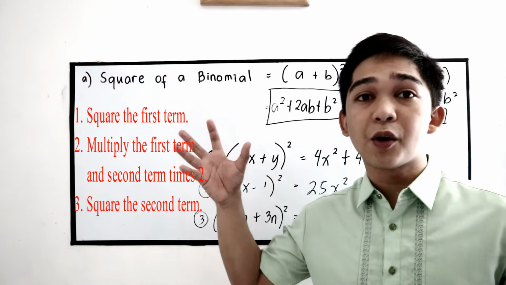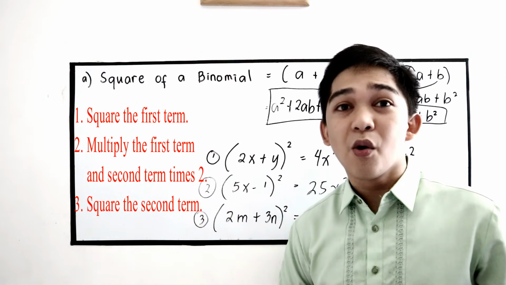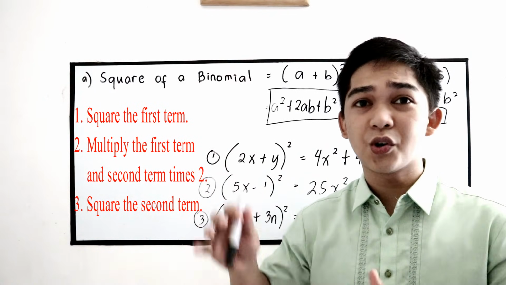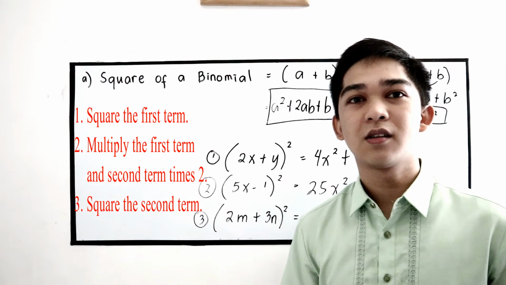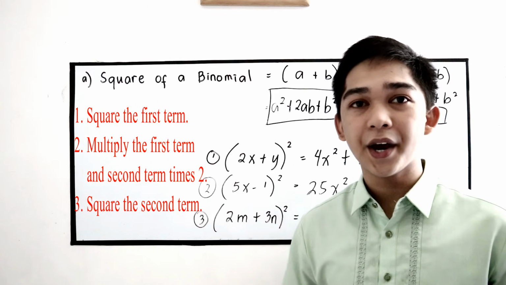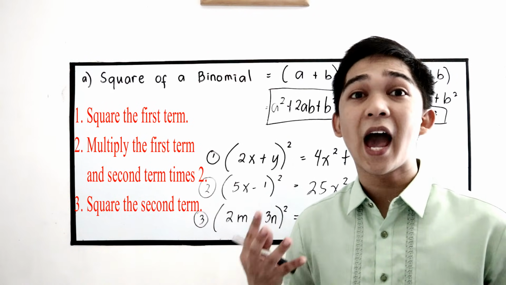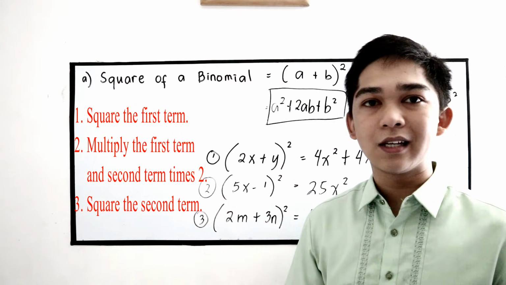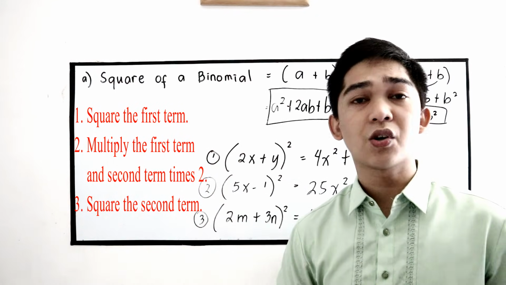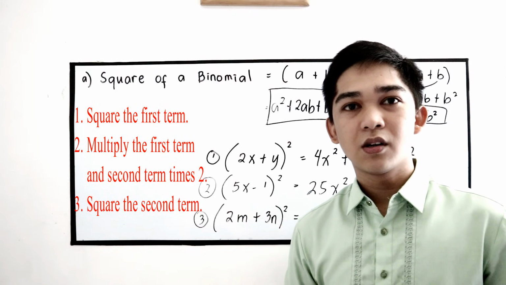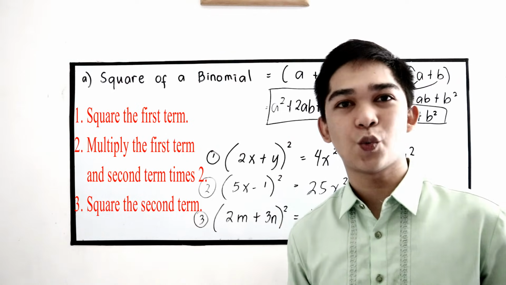For all these special products, the square of a binomial is the most important. Why? Because you're going to use this square of a binomial in the conic sections. In the higher grades, we have the circle, the parabola, ellipse, and hyperbola. So don't forget this method or the techniques in the square of a binomial so you can solve the conic sections in the easiest way.